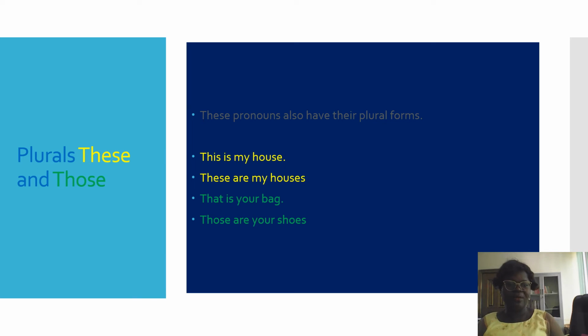And when I also said that these, the plural, has to do with near, and those has to do with far, you should not forget that. When I said that is your bag, I'm talking about one bag. When I say those are your shoes, I'm talking about more than one shoe.